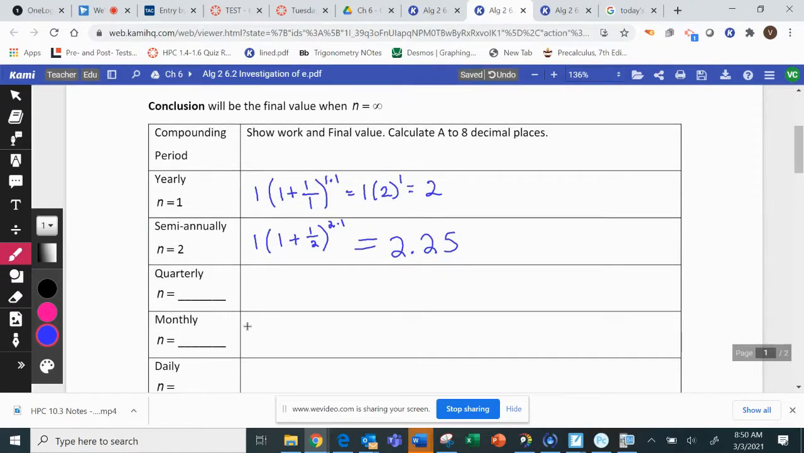Okay, the next one is quarterly. So we're going to do 1. Oh, for quarterly, what is n? For quarterly, what is n? 4. So we're going to do 1 times 1 plus 1 over 4 to the 4 times 1. Holland, I want you to give me that answer.